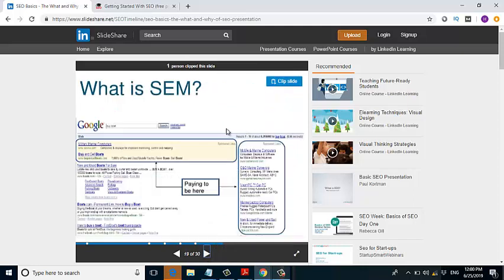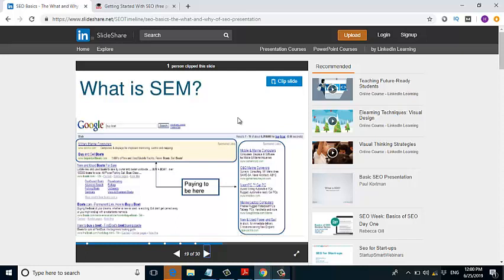Okay, what is SEM? It is also a term which is related to SEO. It is basically short for search engine marketing. It is different from SEO in that SEO brings organic traffic and organic results, but SEM is not free. It is paid content, you can say.